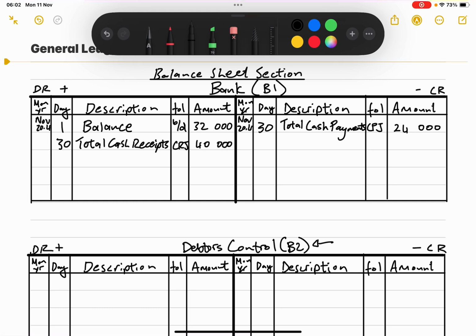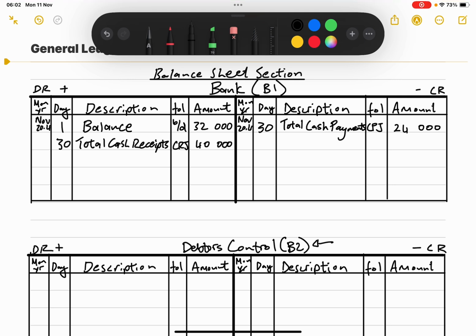Then that's all you're going to have here, pretty much. If they give you adjusting transactions, where you need to adjust the amounts for bank, for example, let's say they didn't record a cash sale, then your CRJ wouldn't have that cash sale, and so this 40,000 would therefore be wrong.